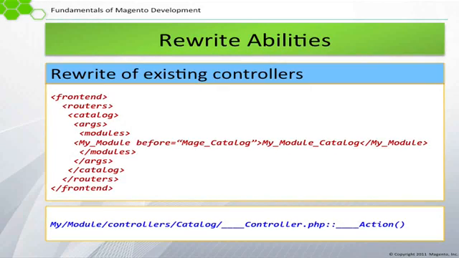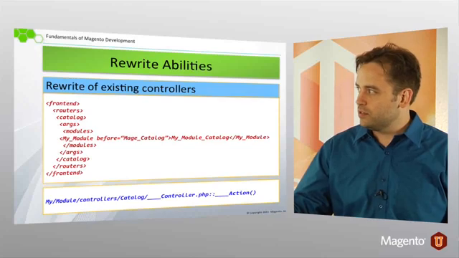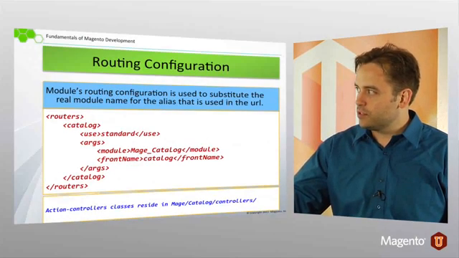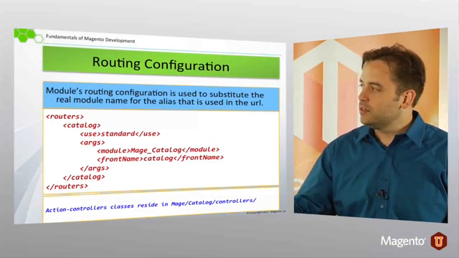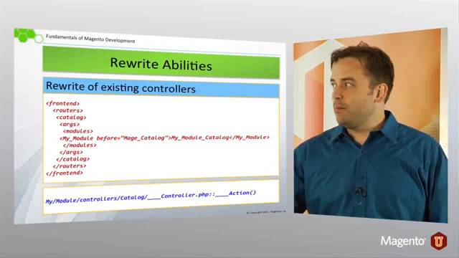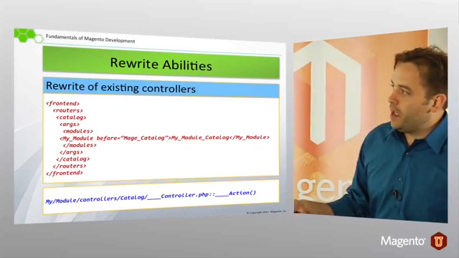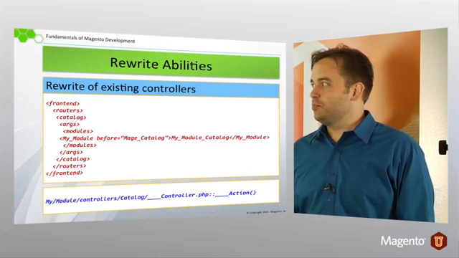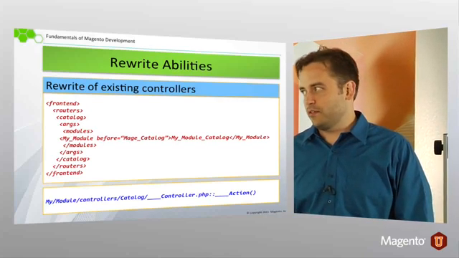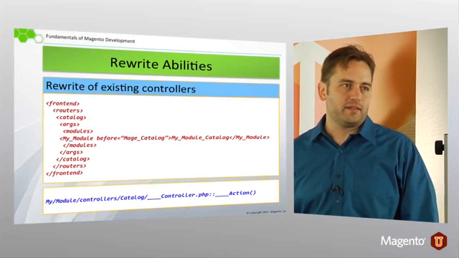Well, if in our module we want to rewrite a controller, we can access it this way. We actually get into the exact same spot, front end, routers, catalog, args. See, front end, routers, catalog, args. And we add to modules node. And all we do here is simply insert a path, either ahead of or behind another path.